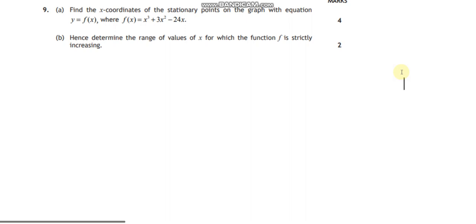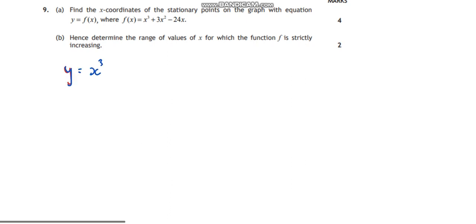Okay, question 9. I think this is getting into real proper Higher now. This is a bigger question, a bit more involved than some of the other ones, so a slightly trickier question. The x-coordinates of the stationary points on a graph. So we've got our polynomial. What are the x-coordinates of the stationary points? Okay, so again, like I said, if you're thinking stationary points, you should be thinking differentiation.